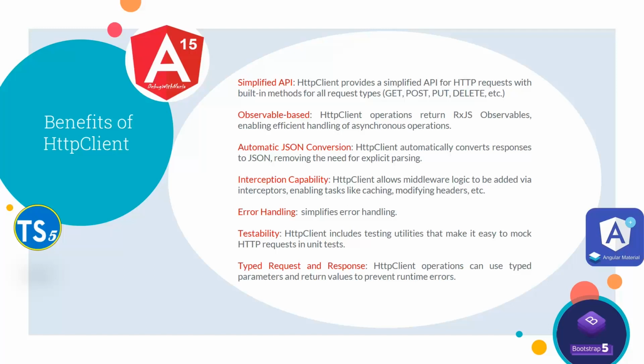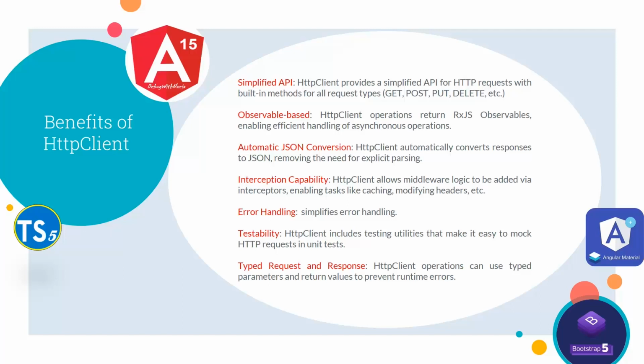Then there is automatic JSON conversion. HTTP client automatically converts responses to JSON, removing the need for explicit parsing. Then there is interception capability. HTTP client allows middleware logic to be added via interceptors, enabling tasks like caching, modifying headers, and so on.